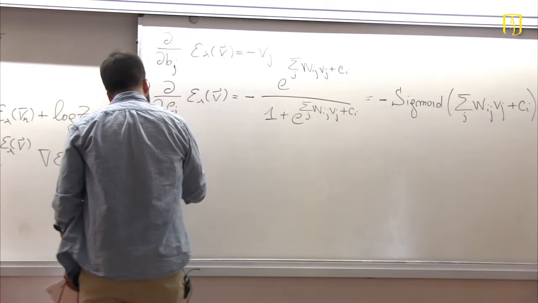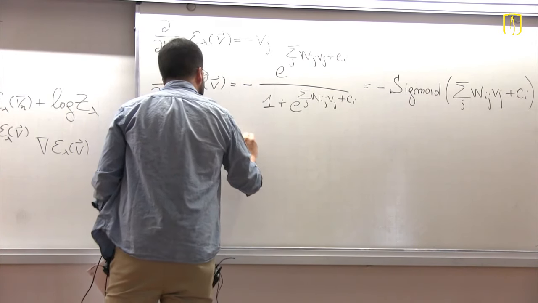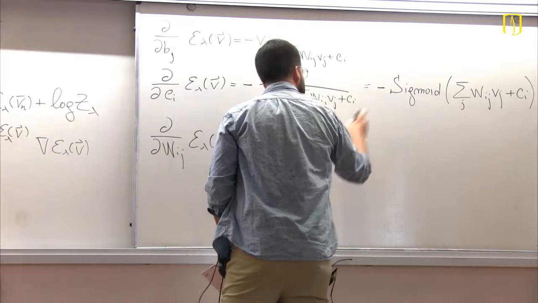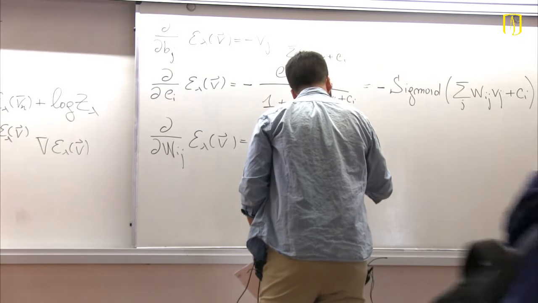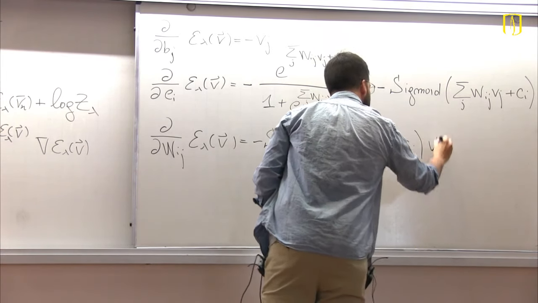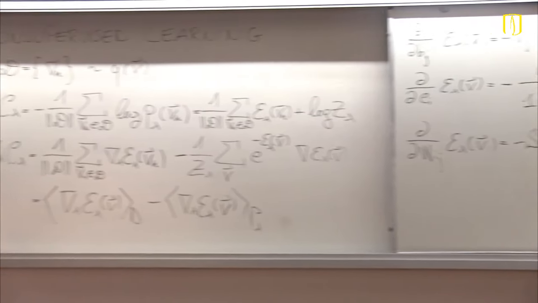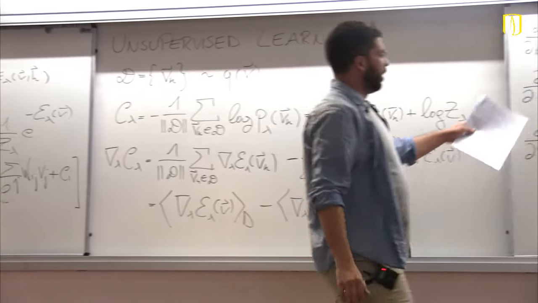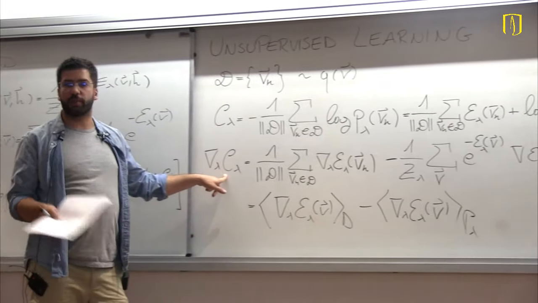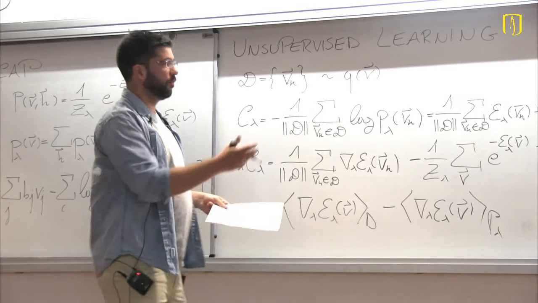And similarly, we can take the derivative with respect to w_ij of epsilon. This is just going to be minus the sigmoid of this same argument, sum over j of w_ij v_j plus c_i, times v_j. So when we differentiate the exponent, we pull out the v_j. Okay, so that's very easy. Essentially, when you compute the gradient of the cost function, depending on which parameters you're updating, you're going to use the correct derivatives there. They can all be computed very easily.